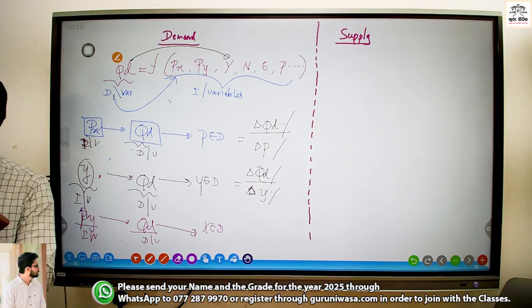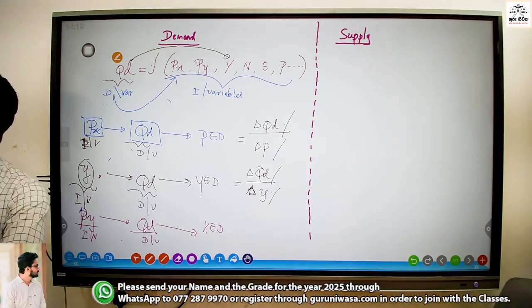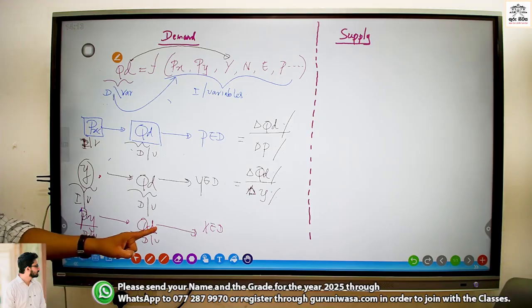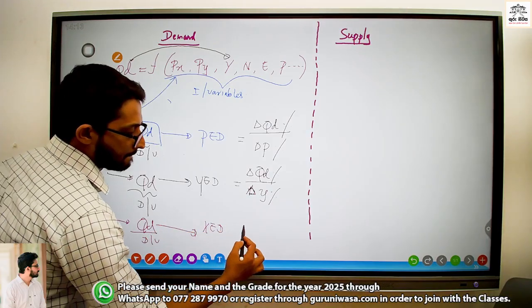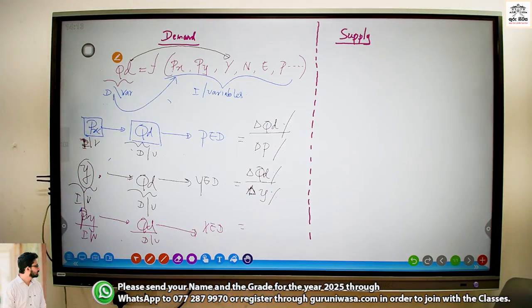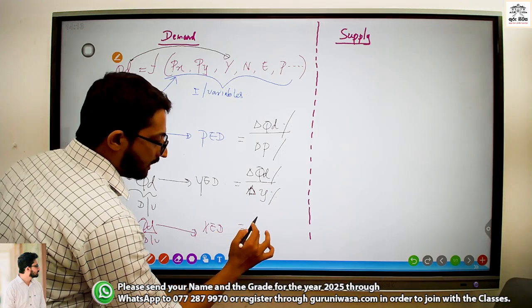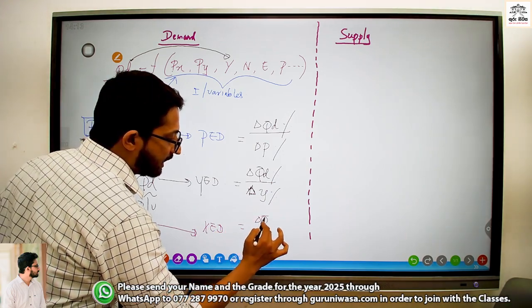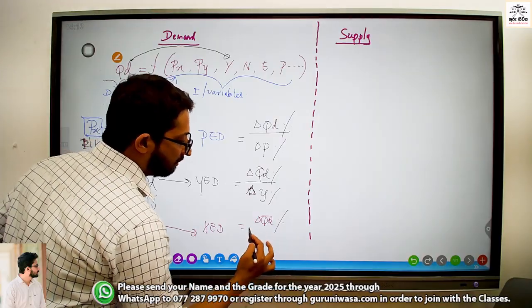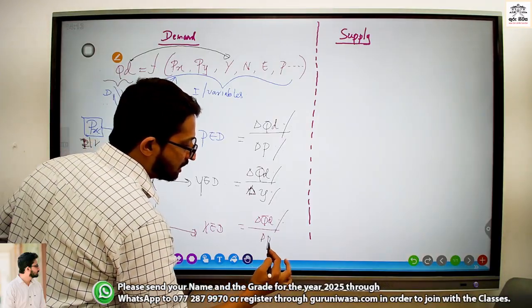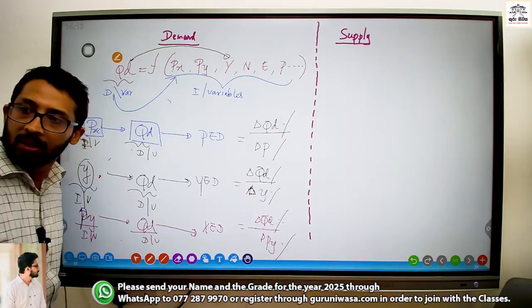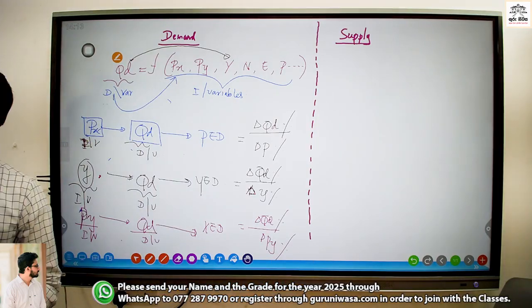Can you make your own equation for cross price elasticity? Here it is called PY. PY means prices of other products. XED equals percentage change in quantity demand divided by percentage change in PY, prices of the other products.